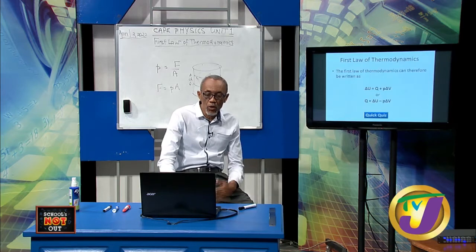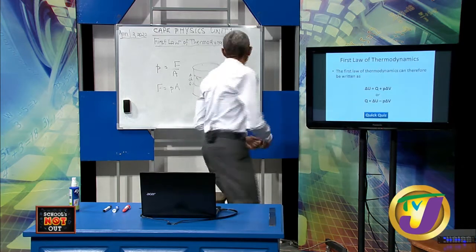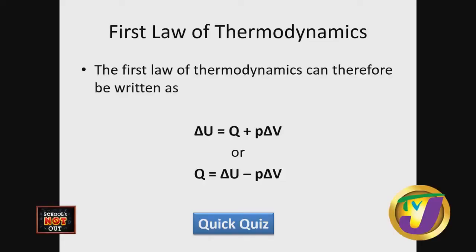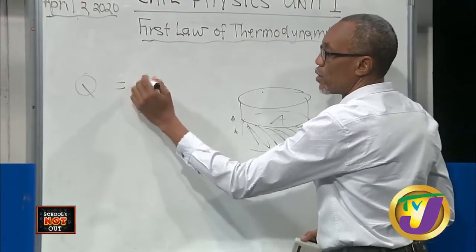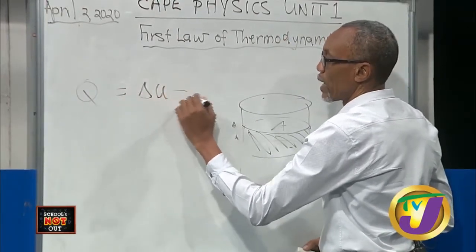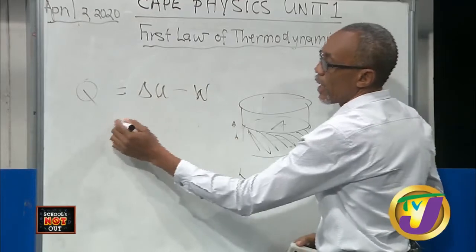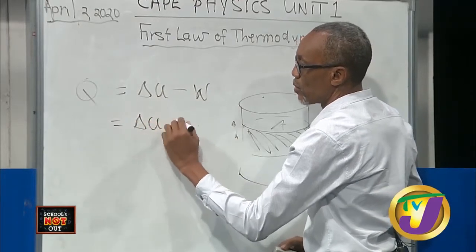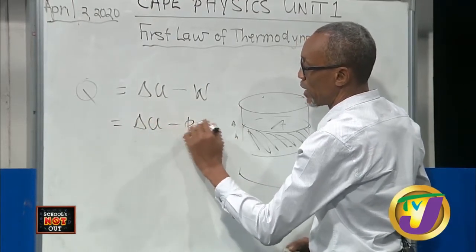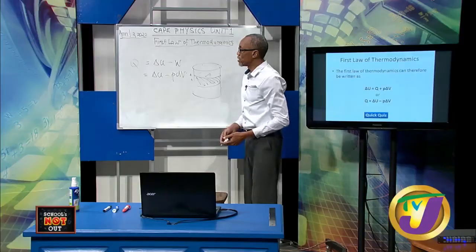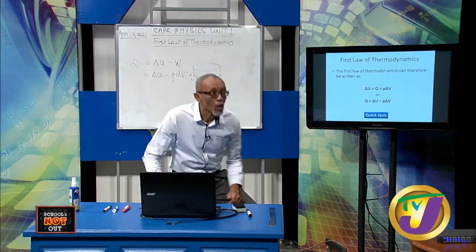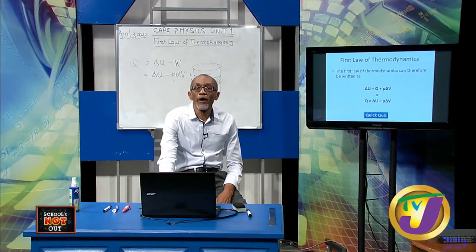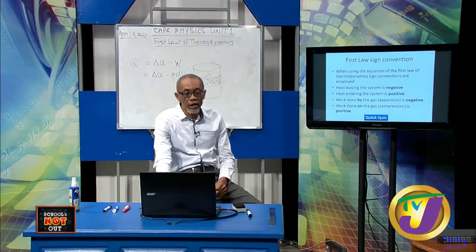All right. So we had this equation here. We said that Q is equal to delta U minus W. And so we can write this as delta U, and we said W is P dV, pressure times change in volume. All right? So we will move on.